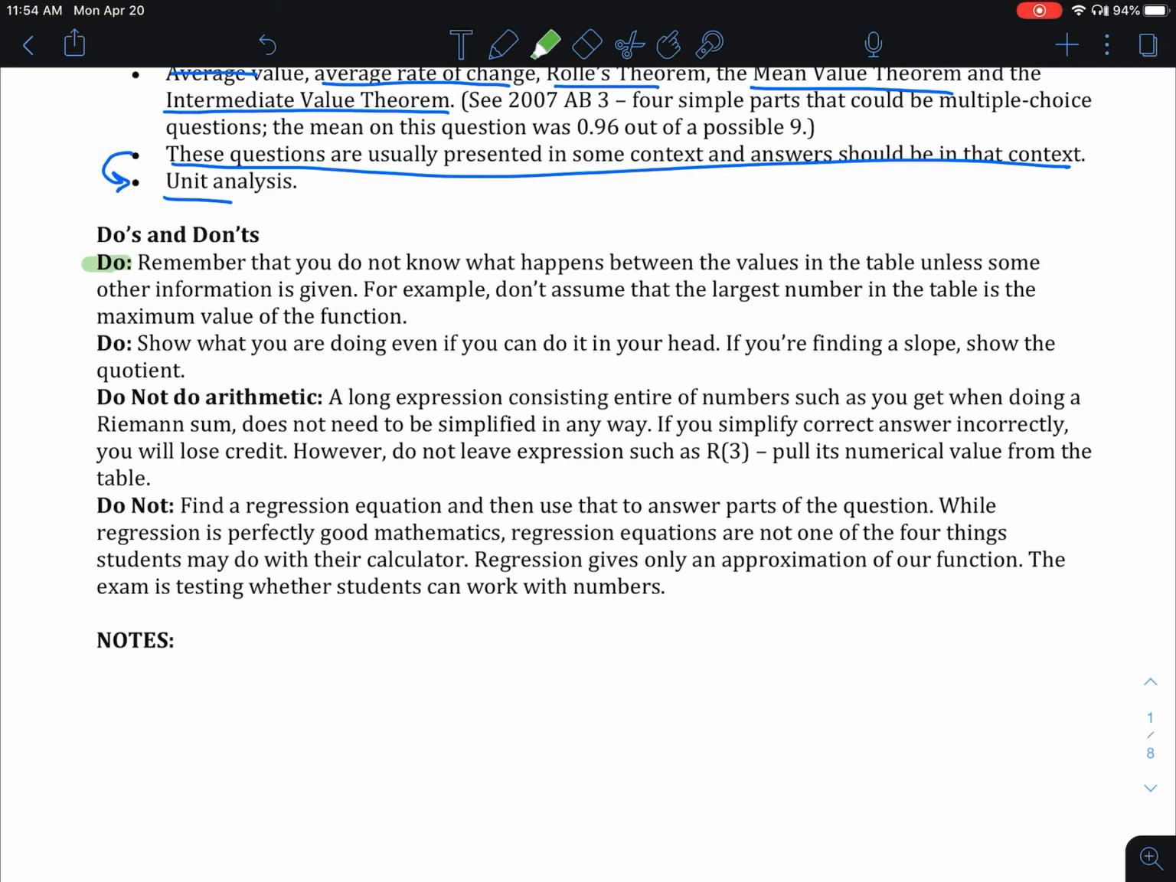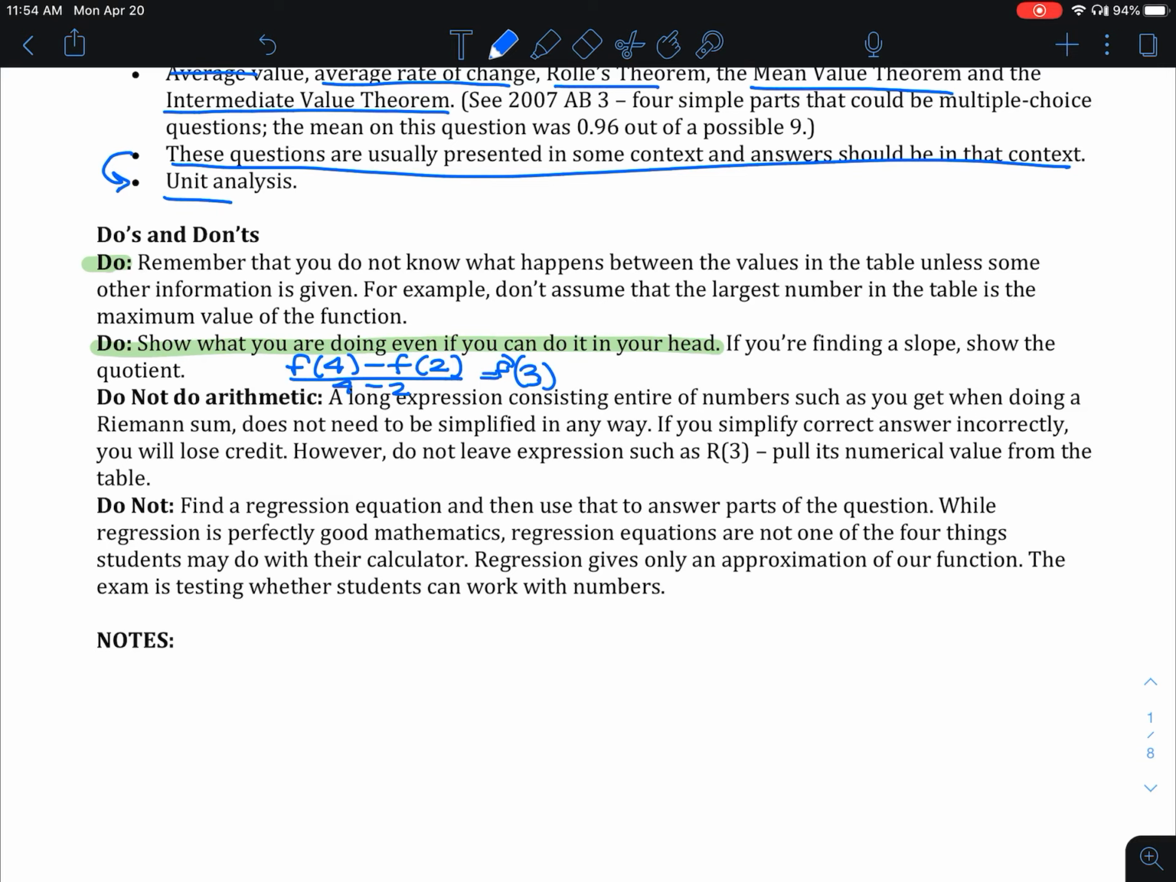Do show your work even if you can do it in your head. So if you're asked to do AROC, you have to write that difference quotient. So f of 4 maybe minus f of 2 over 4 minus 2. That's going to give us the estimate for f of 3, the slope at f of 3. You have to write that even if you can do that math in your head.